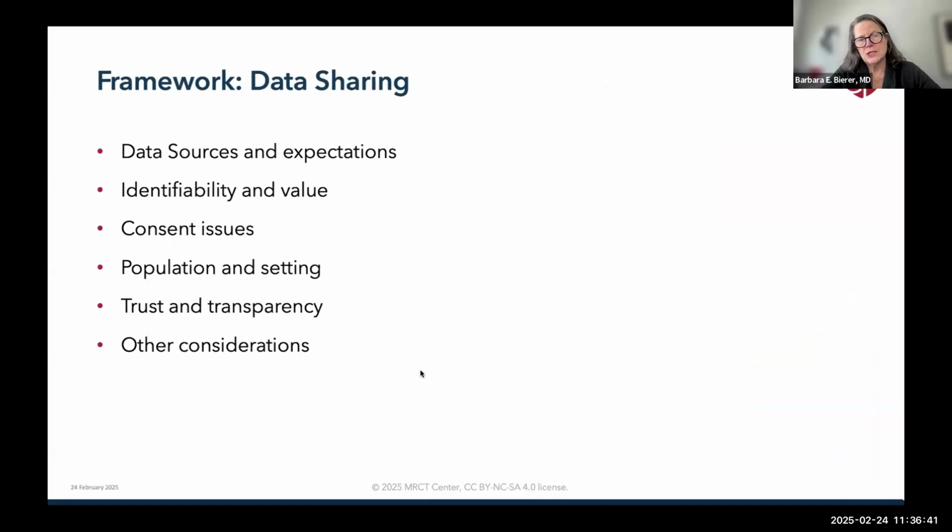So in thinking about data sharing, data sources and expectations, we're going to talk about each of these: identifiability and value, certain consent issues, the population and the setting, the trust and transparency, and other considerations. So we will go through each of these, and if I forget, please remind me to come back to some of these issues in the discussion.